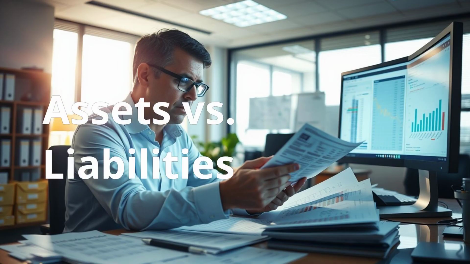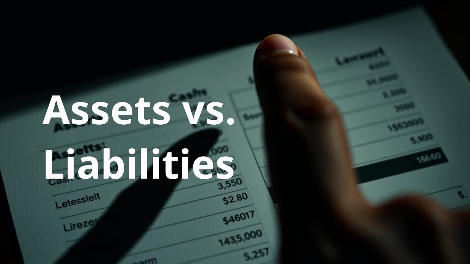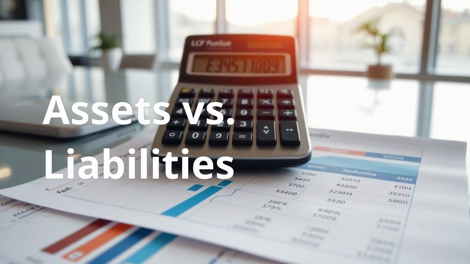You want to see if the company has more assets than liabilities. Check how much cash they have on hand and whether their debt is increasing or decreasing. A useful number to look at is the current ratio, which is current assets divided by current liabilities. A ratio above 1 generally means the company can cover its short-term obligations.